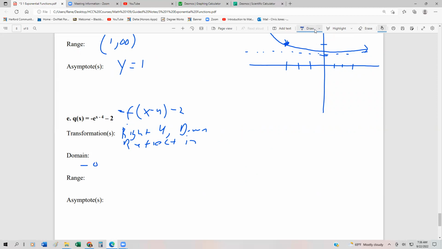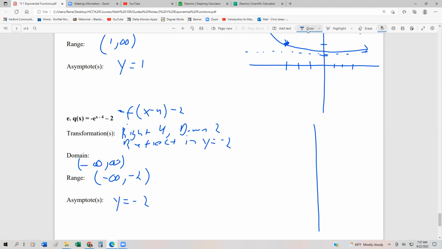The domain, easy, negative infinity to positive infinity for e. Range, since it's minus 2, it's going to be from -2 to infinity. Actually, because we're reflecting in that axis, excuse me, it's going to be from negative infinity to -2. And the asymptote is going to be -2. So we're going to reflect in the line y equals -2 when we do this, right? And we're moving down 2 units. So let's go ahead and graph this.